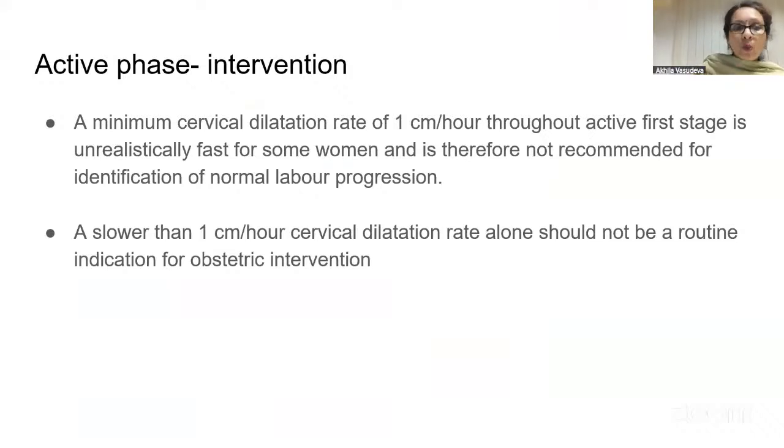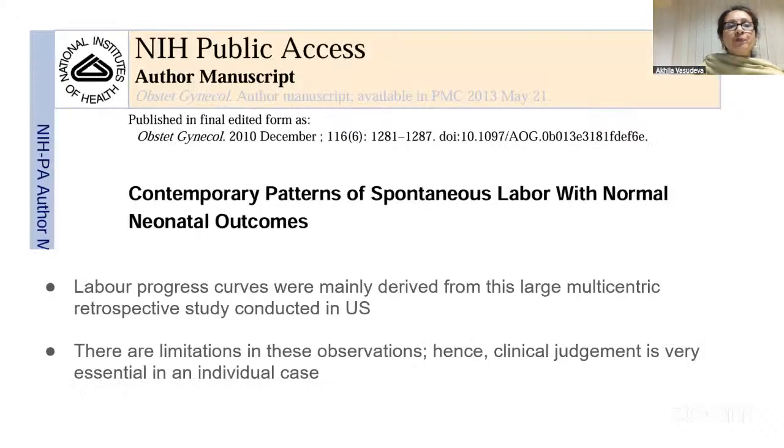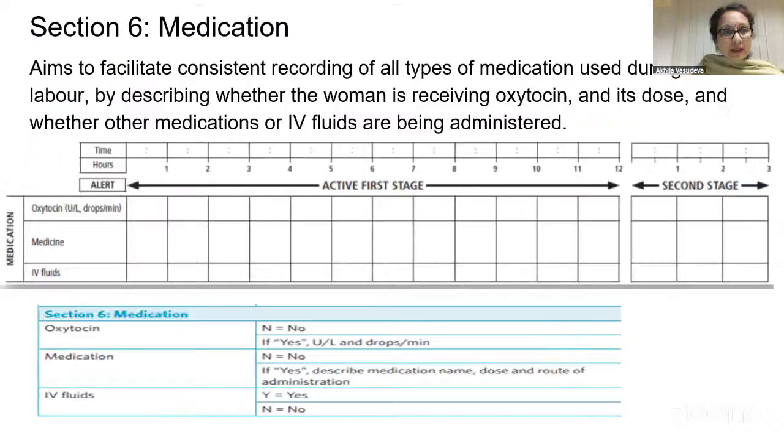Please don't go by 1 centimeter per hour, because a dilatation rate slower than 1 centimeter per hour is very common among those women who are having very good outcome and normal delivery. So that should not be an indication for you to intervene or do anything. It doesn't really mean that you have to follow these thresholds as such. Even the labor care guide itself says to individualize the care, and therefore it should be adapted in accordance with your own local protocol. And please remember that it should not replace the expert clinical judgment of the care provider. So this is the original paper which has given all these upper limits of cervical dilatation rates.